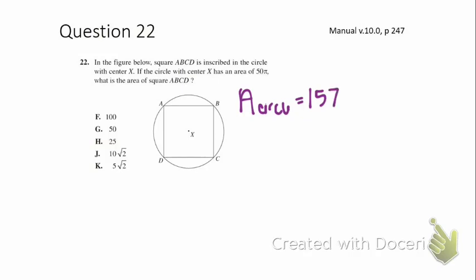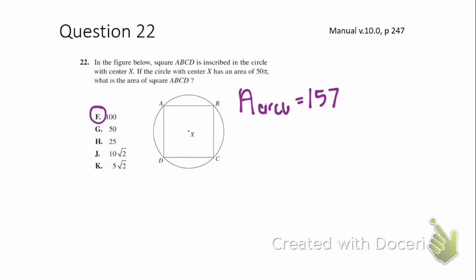The area that they're asking is the area of the square. I think that it's obvious that it's taking up over half of the circle, and so I think the only answer that would make sense here has to be F, 100. Okay, I'll go through and show you how you actually solve this one, but this one I think you could get right just by ballparking.